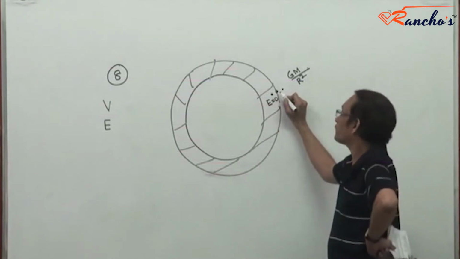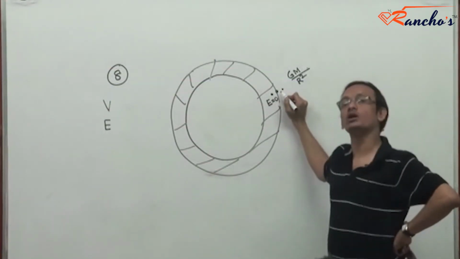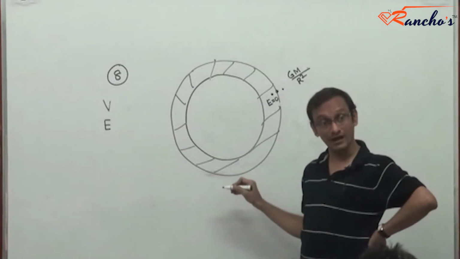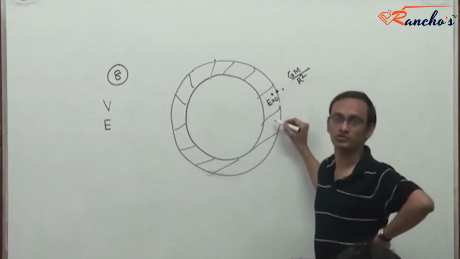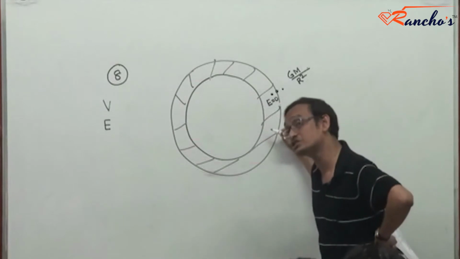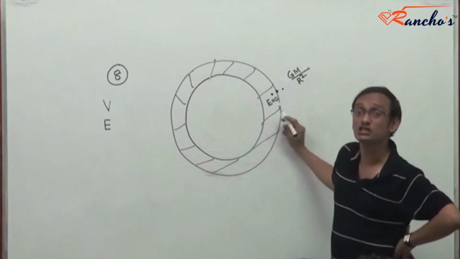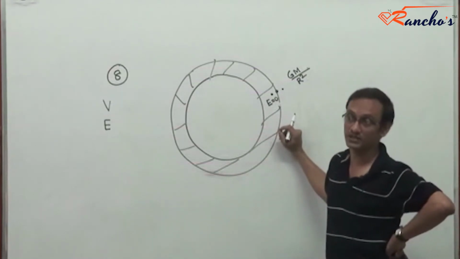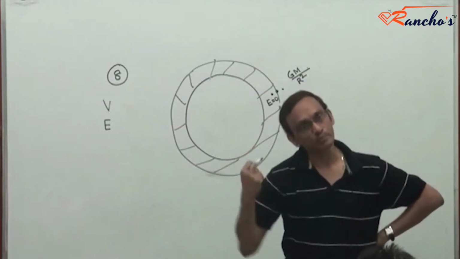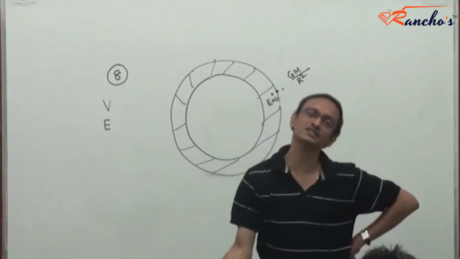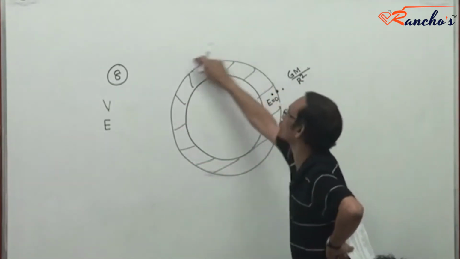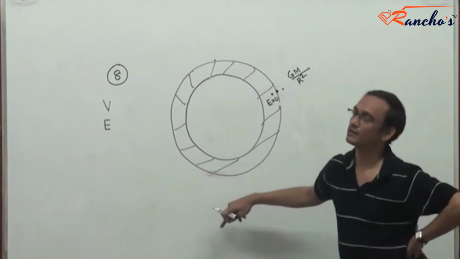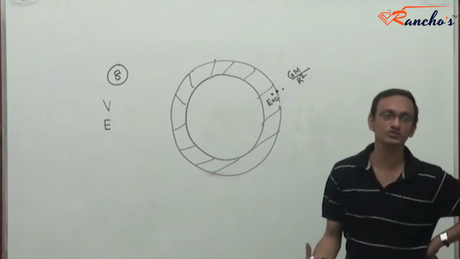Right? V, however, is not abrupt. V on the surface is minus GM by R, and that's the V inside also. So V is continuous, but E is discontinuous. Even if you find one point of discontinuity, it would be looked upon as discontinuous. So this is the surface of discontinuity for E.